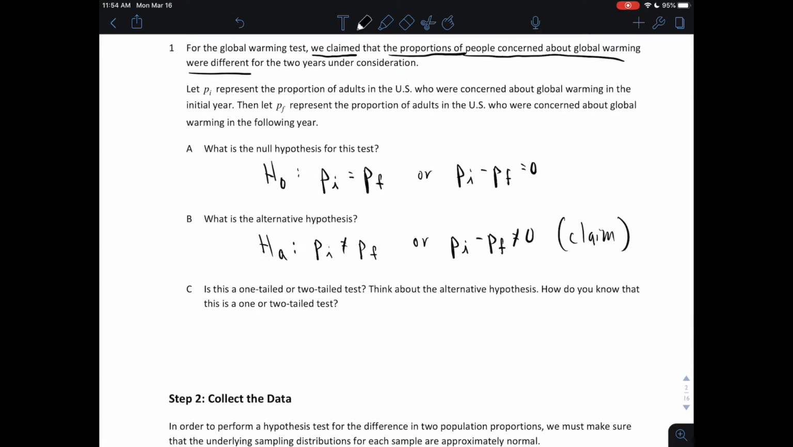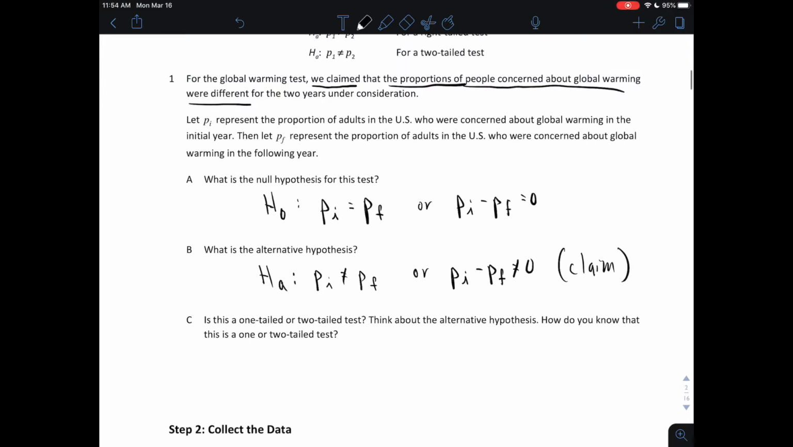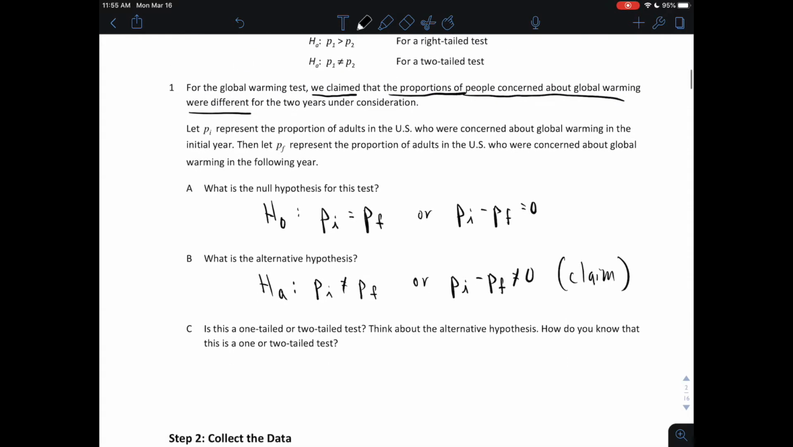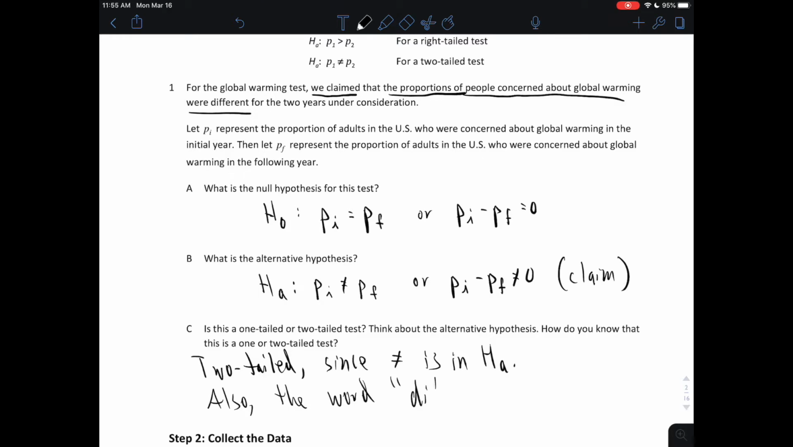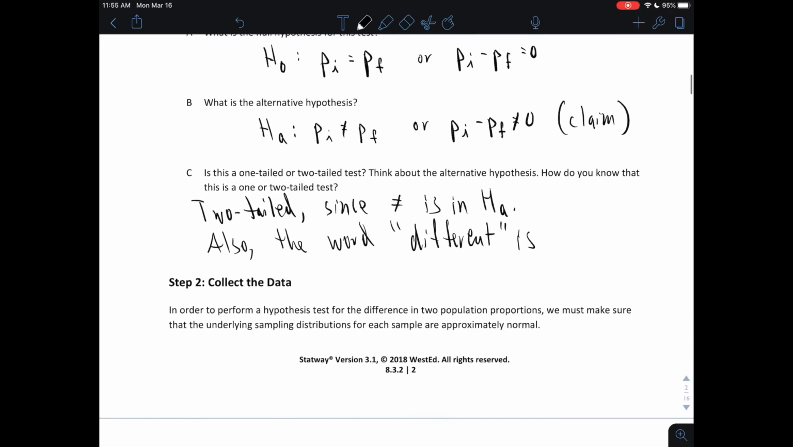And then part C for number 1, is this a one-tailed or two-tailed test? It says think about the alternative hypothesis. How do you know that this is a one- or two-tailed test? So first of all, we can say that it's two-tailed because we see the not equal to sign. So this is two-tailed since the not equal to symbol is in the alternative hypothesis. And also we can say the word different is in our claim.